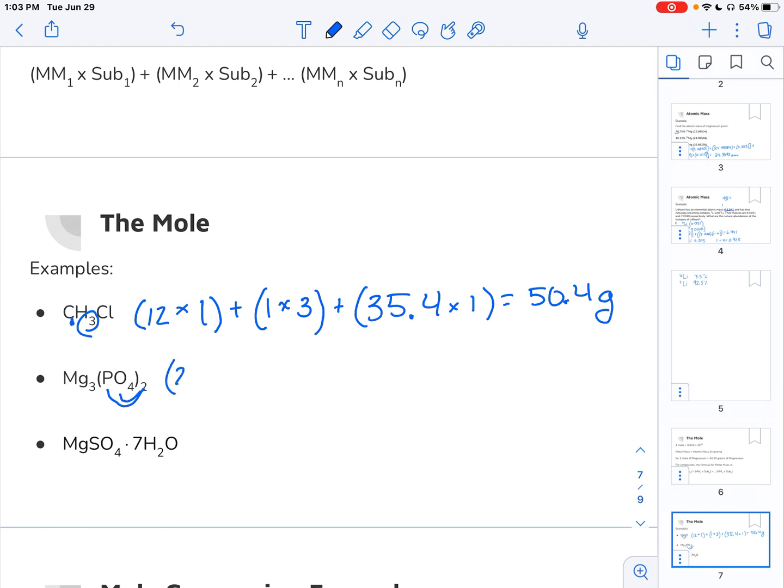So for magnesium, our decimal number on our periodic table is 24.3. We're going to multiply by our subscript of 3. We'll add that to phosphorus. The decimal number of phosphorus is 31. We're going to multiply that by 2. So you'll see the subscript is a 1 at first, but then because of the 2, because phosphorus is in the parentheses, we have a 2. And then for oxygen, it's 16, and we have a total of 8 here.